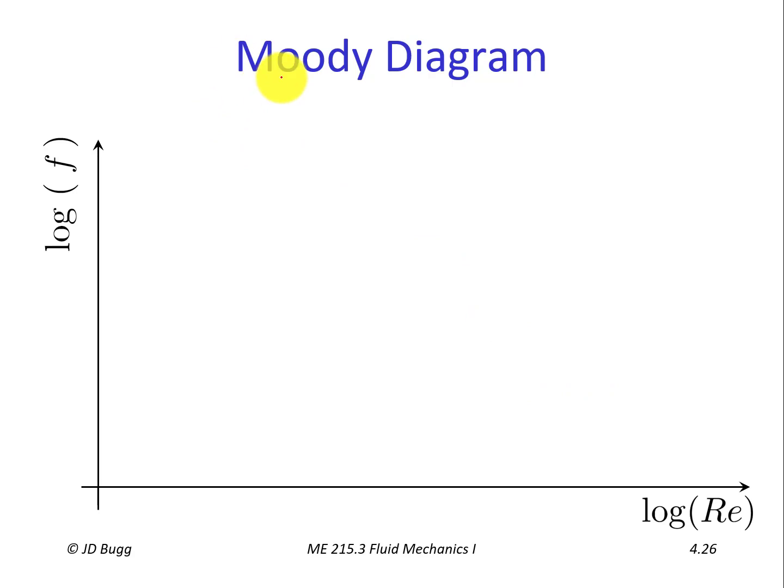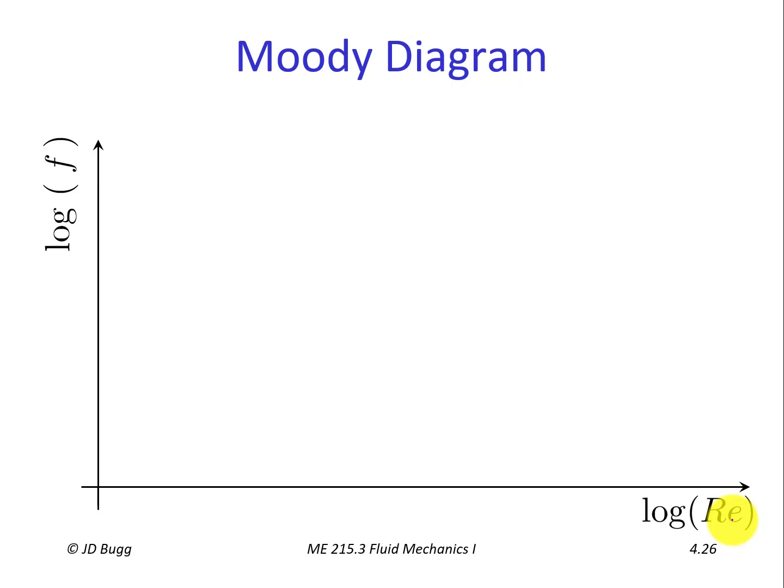First thing to realize is a Moody diagram is a log-log plot. So the vertical axis is the log of the friction factor. The horizontal axis is the log of the Reynolds number. Now remember, friction factor is a function of two things: Reynolds number and roughness.